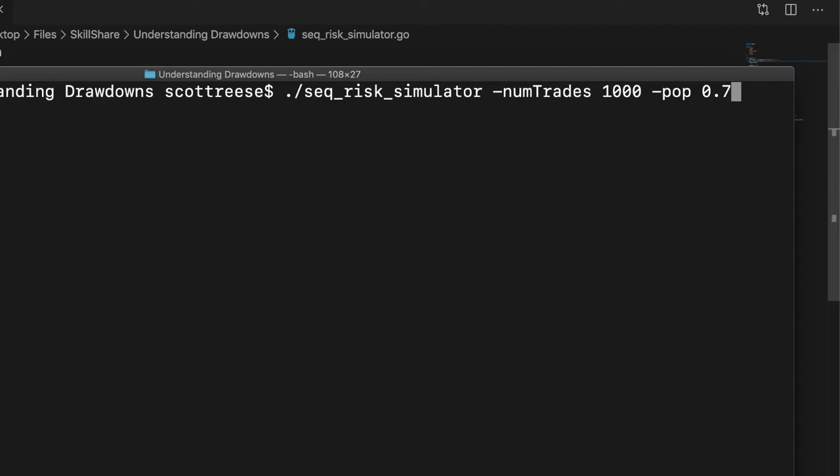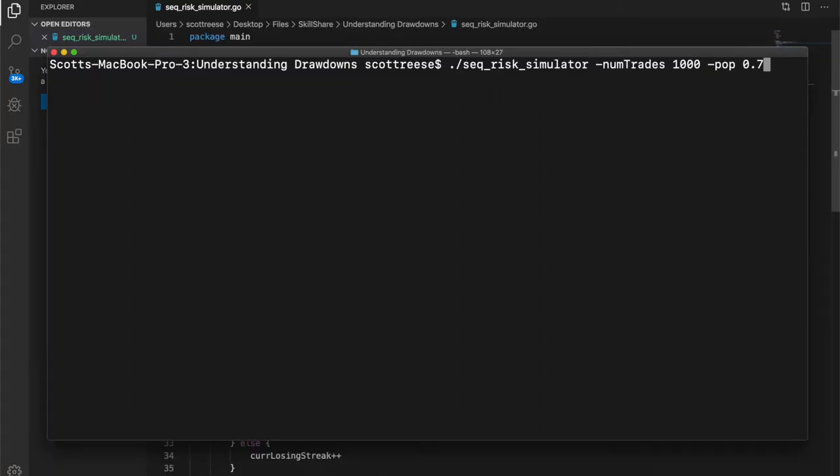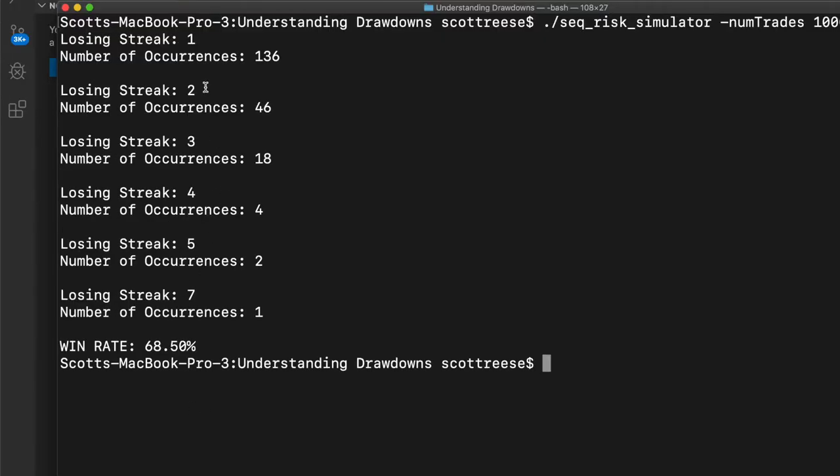Now, this is typically the probability that I personally target as an option seller. Most of the trades that I make have around a 70% probability of profit. So once again, I'm going to press enter and run the program. And there we go. You can see the results right here. So pretty similar output here.